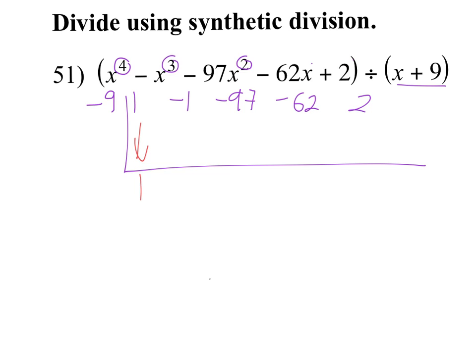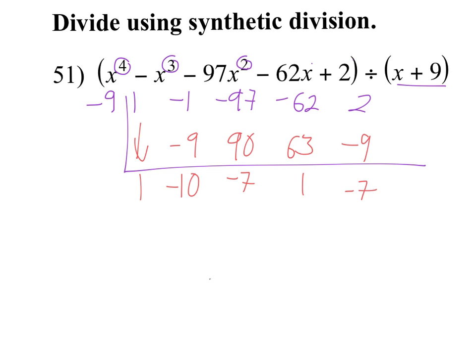Bring the first one down. Negative 9 times 1 is negative 9. Add them up, I've got negative 10. Negative 9 times negative 10 is positive 90. Add them up, and I've got negative 7. Negative 9 times negative 7 is positive 63. And if I add those up, I get positive 1. Negative 9 times 1 is going to be negative 9. Add those up, and I get negative 7.